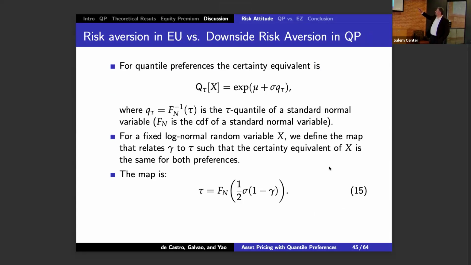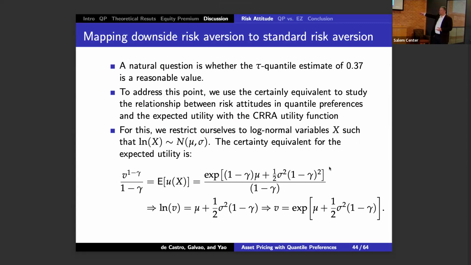And I can do the same thing for the same lottery. What's the certainty equivalent of the quantile? And this is the formula. You see here that, because of the log norm, the mean and the variance tell how wide it is, and then you have the quantile of the standard norm. And then the trick is just to put this number equal to this number. You equate these two.